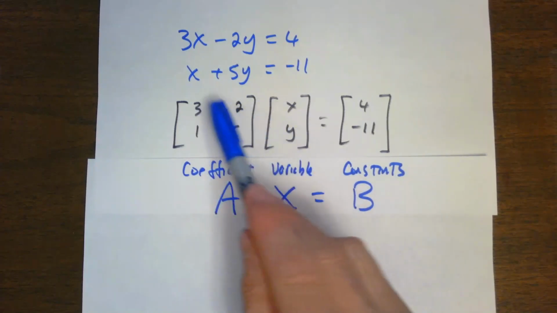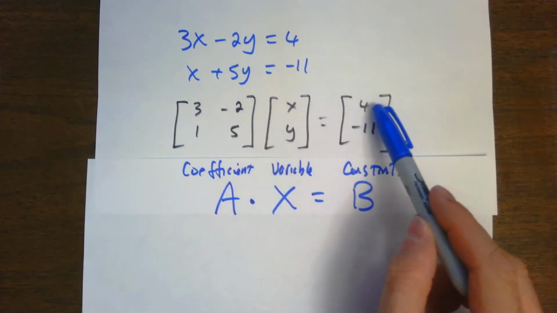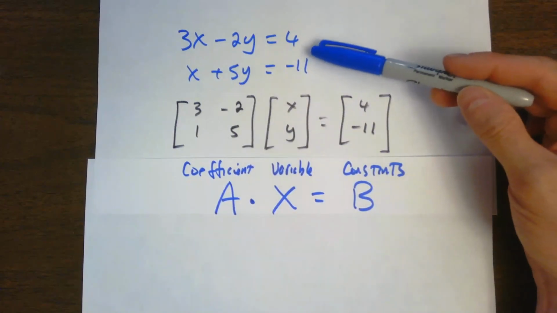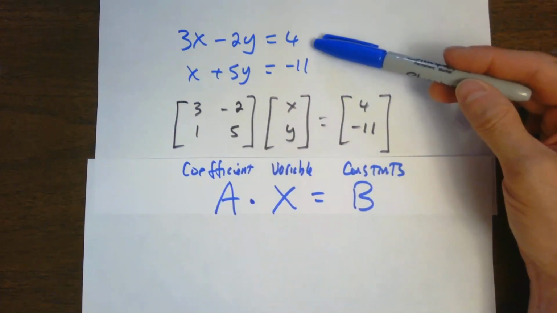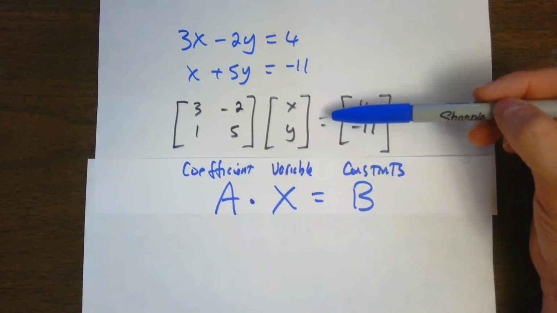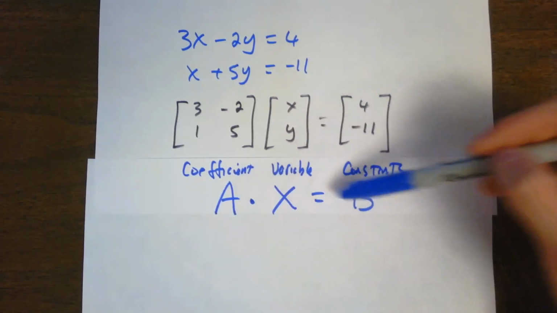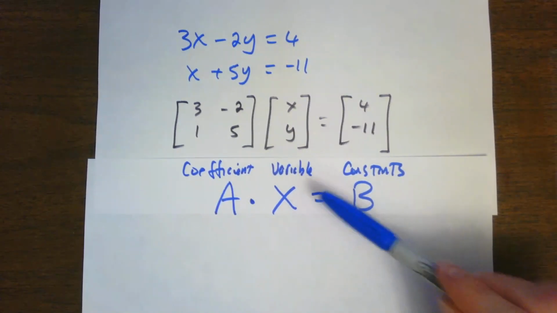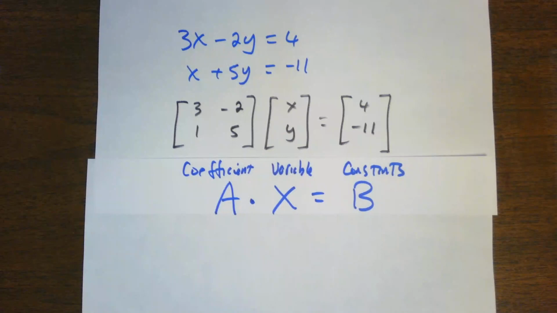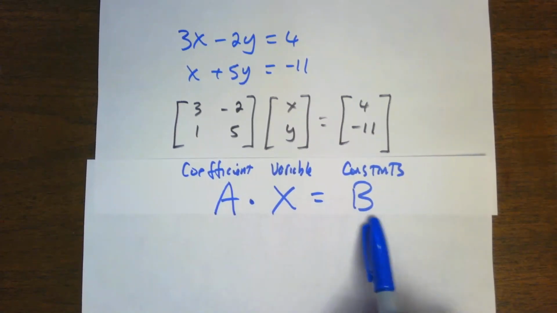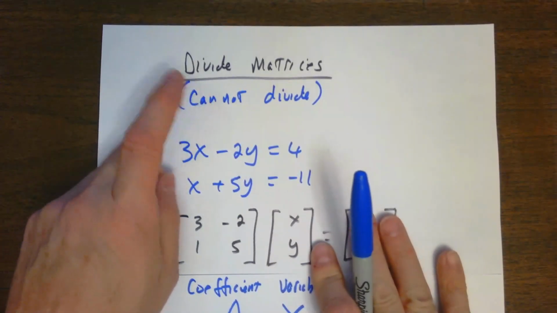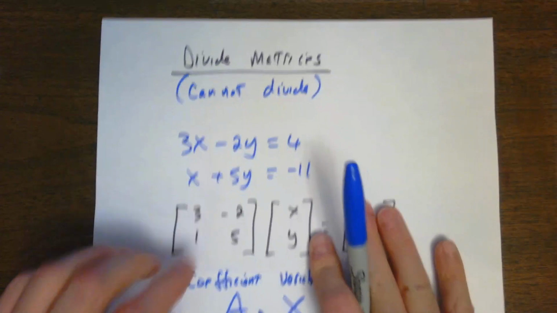First row, first column, 3 times x and negative 2 times y is 4. So I've just translated this system of equations in standard form into a matrix equation, and then I'm writing the matrix equation using capital letters. Now if I want to solve this for x, I want to get the variables by themselves. What is x and what is y? Your first thought is, well, just divide both sides by A. But remember, with matrices we can't divide. There's no such thing as division.